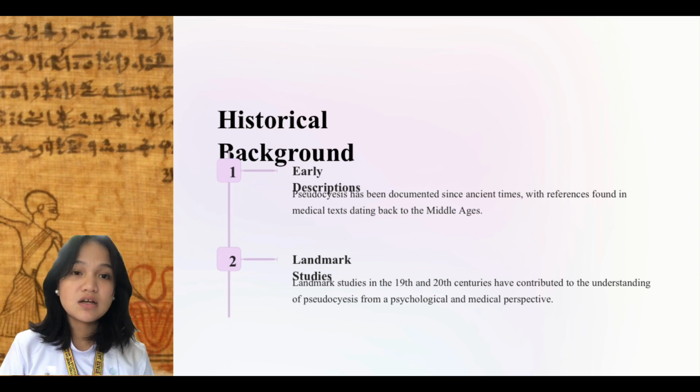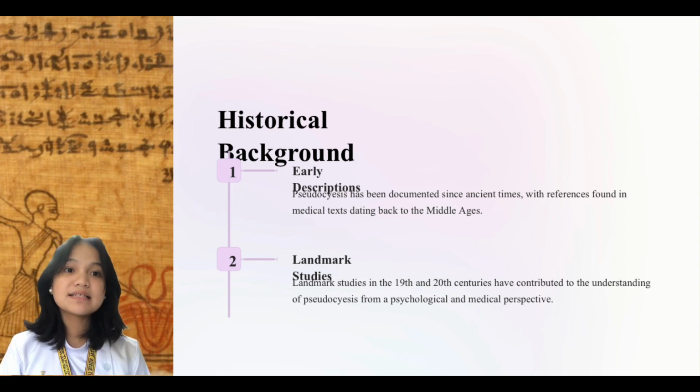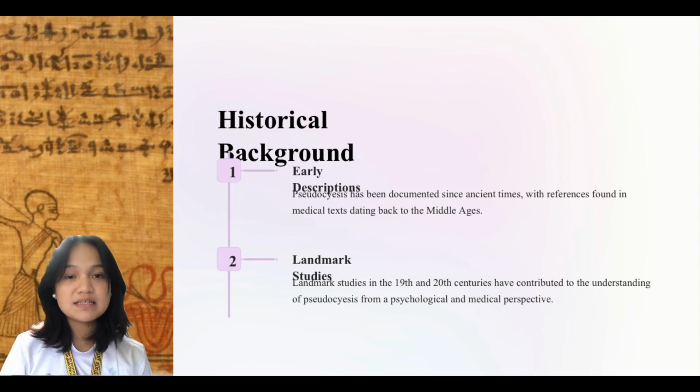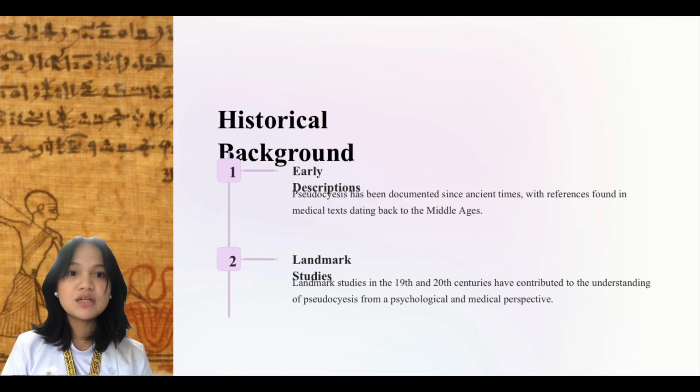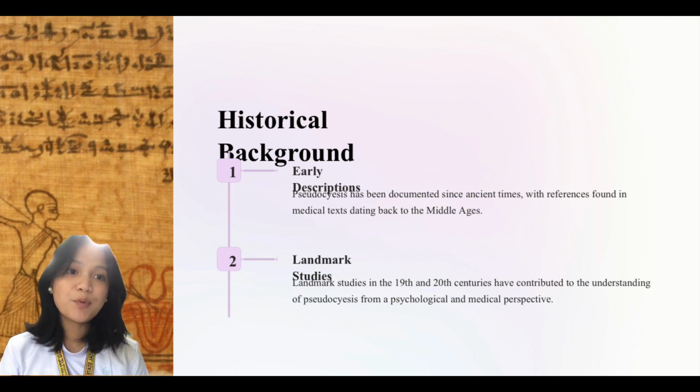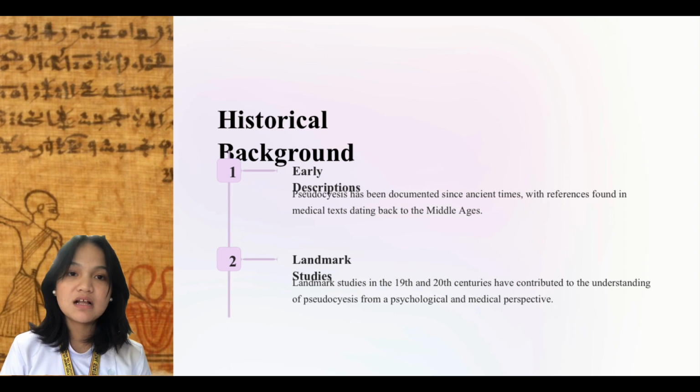Pseudocyesis is commonly known as false pregnancy or phantom pregnancy. It is a captivating and complex psychological phenomenon that manifests when an individual, typically a woman, believes she is pregnant despite the absence of a viable pregnancy. This condition involves a remarkable interplay of psychological, emotional, and physiological factors, contributing to a genuine conviction of being pregnant and often exhibiting physical symptoms associated with pregnancy.